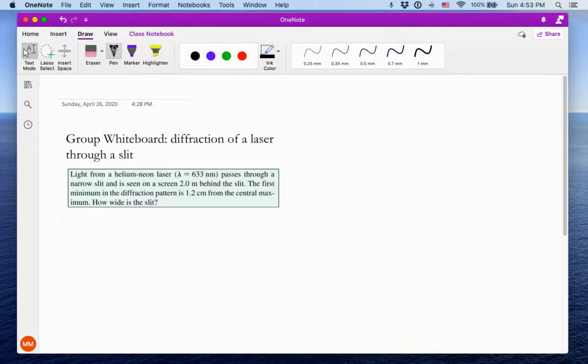Okay, in this example, we have light from a helium neon laser that passes through a narrow slit and is seen on a screen 2 meters behind the slit. The first minimum in the diffraction pattern is 1.2 centimeters from the central maximum. How wide is the slit?